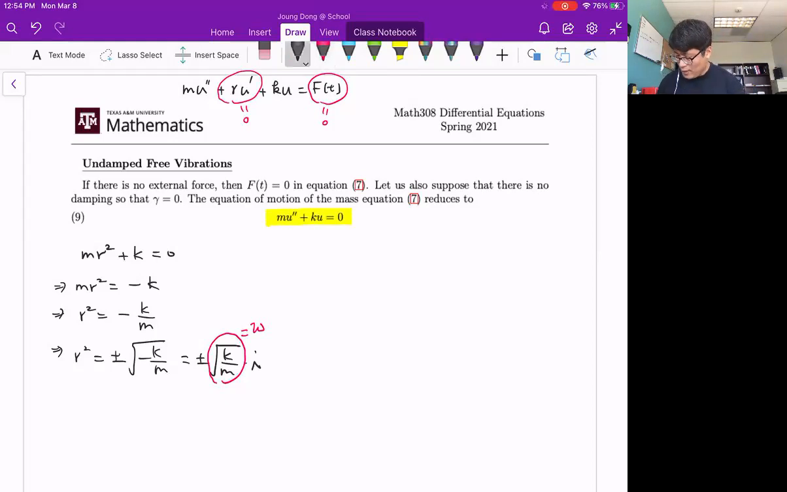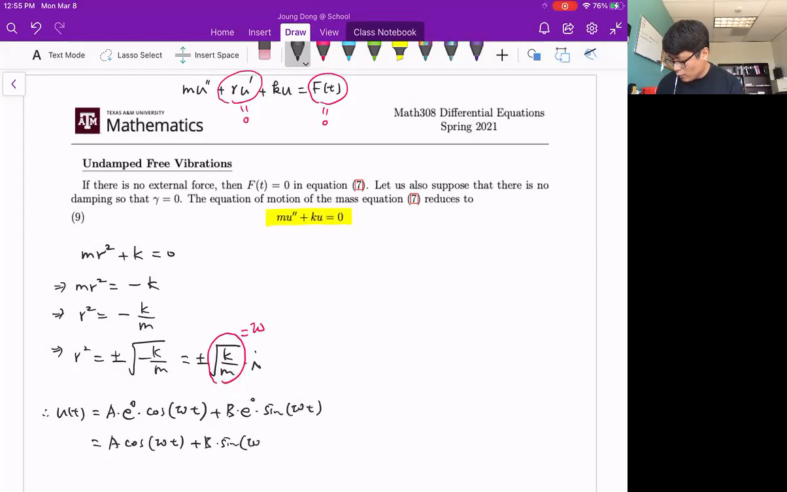So your solution form u(t): your real number part equals zero, and the imaginary number part is omega now. So that is equal to the first coefficient C1, or we can just say A, times e to the 0 times cosine omega t, plus another coefficient B, or C2, times e to the 0 and sine omega t. So which is equal to A cosine omega t plus B sine omega t. That's it.